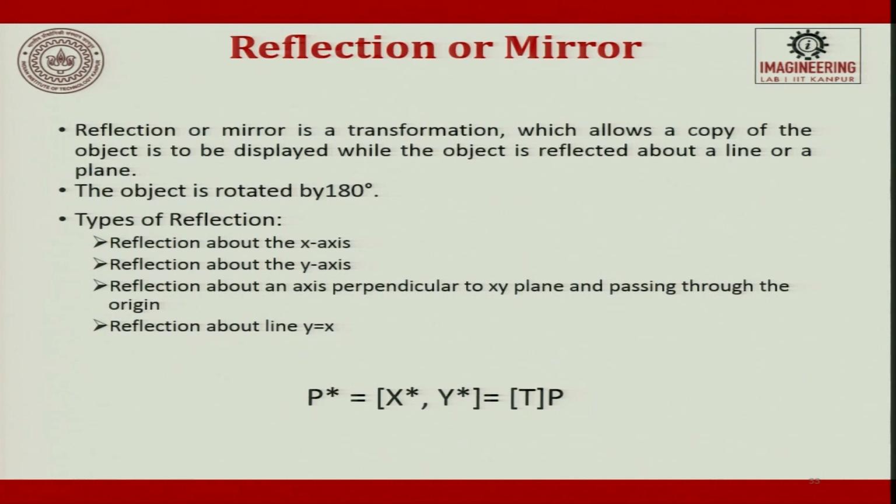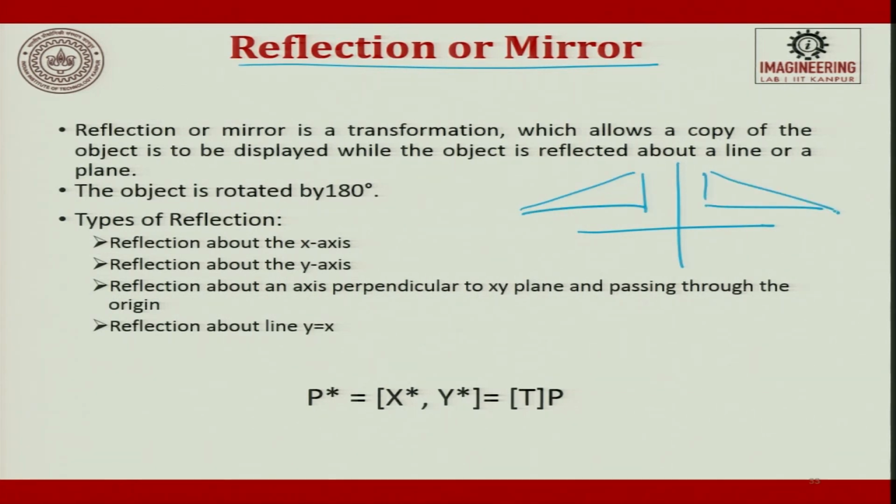Now, let us look into reflection or mirroring. Reflection or mirror is a transformation which allows a copy of the object to be displayed while the object is reflected about a line or a plane. So, as I dealt with earlier, it is done about a line. So, this line is y equal to x.